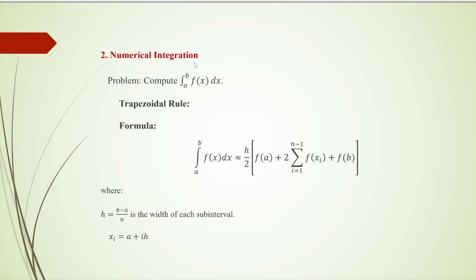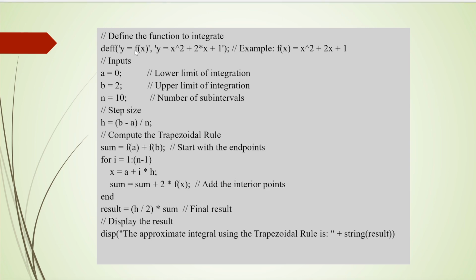Then numerical integration. In numerical integration, we compute the integration from a to b of f of x dx by using the trapezoidal rule. The trapezoidal rule formula is like this, where h equals b minus a divided by n, the width of the sub-intervals. This is the formula, and this is the program of the trapezoidal rule.